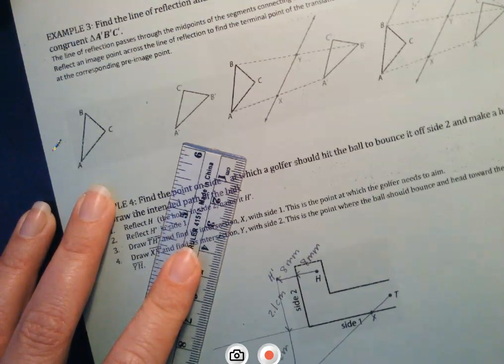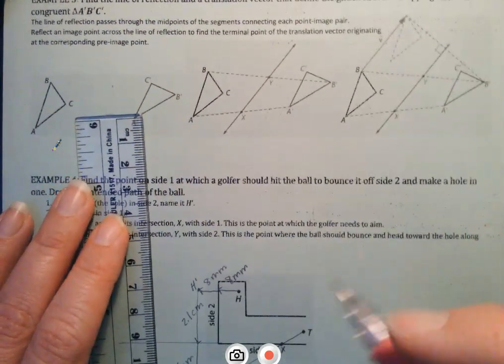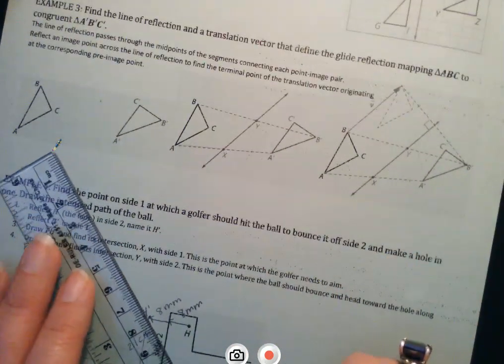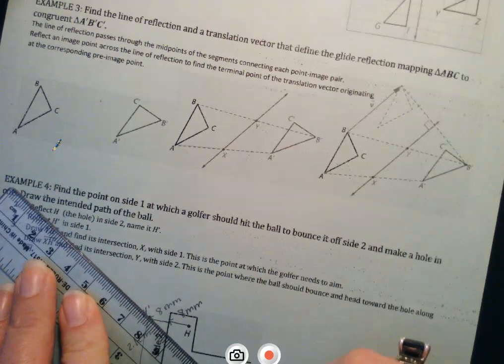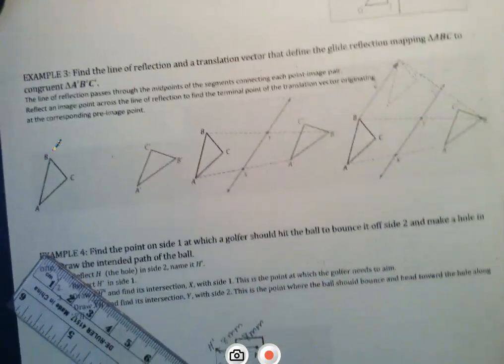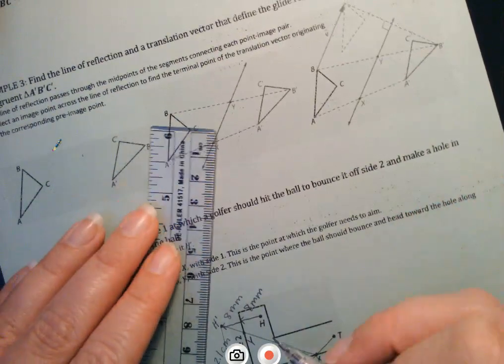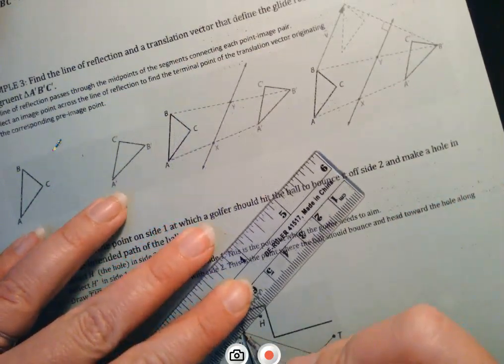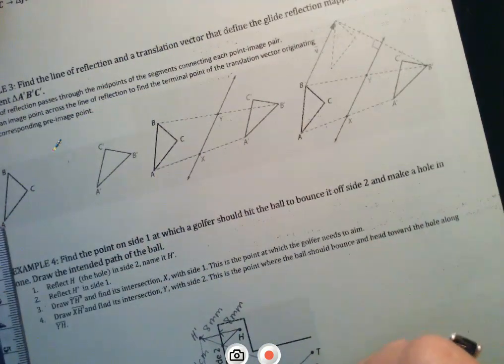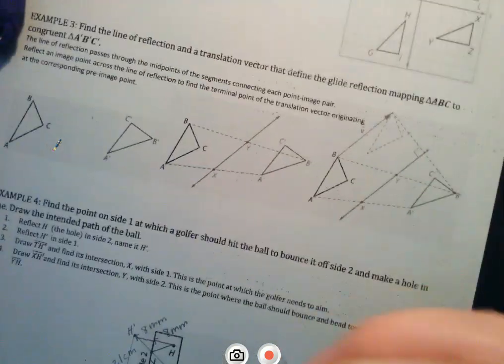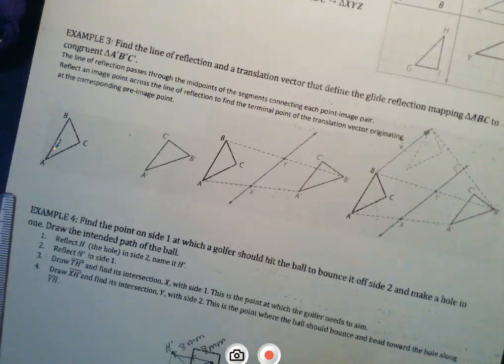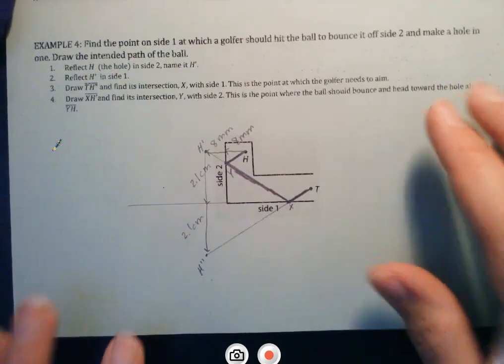That's where it's going to bounce off of side 1. Okay. And then we do this to H prime. Because then it's going to hit side 2 on its way to H prime. And we're calling that Y. And so then from Y to H is the path of our ball. I think I already drew that path. So our path would have been T to X, X to Y, and Y to H is the path of the ball. Yeah, that's what I drew. Sorry, I got off there.